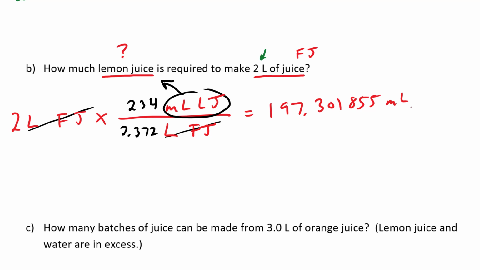Significant digits now. Again, let's say this is an exact amount. We're going to make exactly 2 liters. So here we have 3 digits. Here we have 4 digits. So I'm going to round off to 3 digits. This will be approximately equal to 197 milliliters of lemon juice.